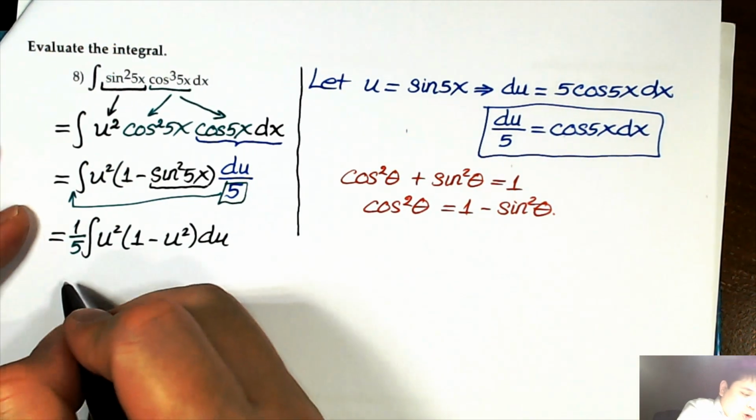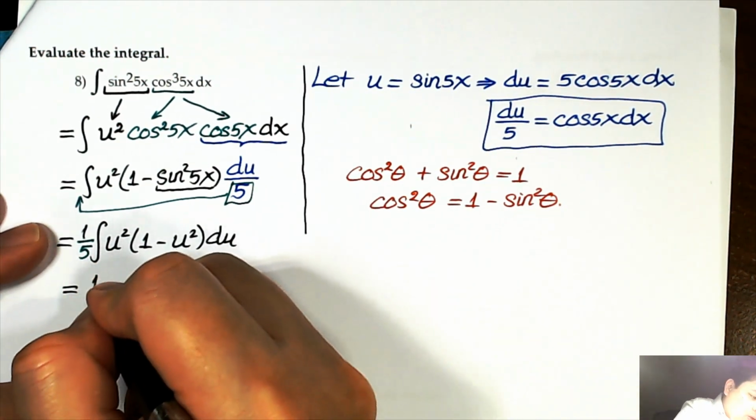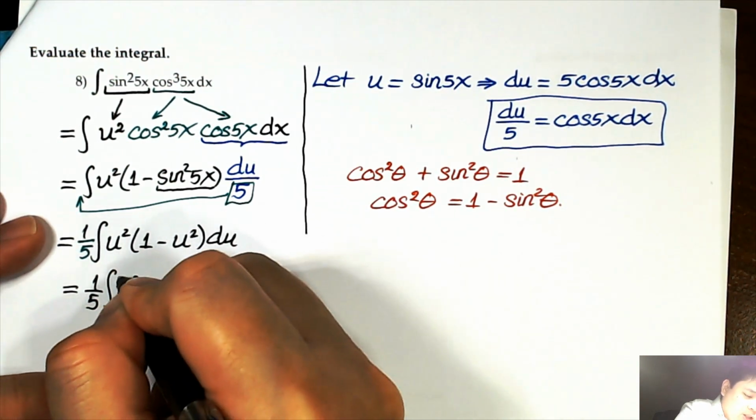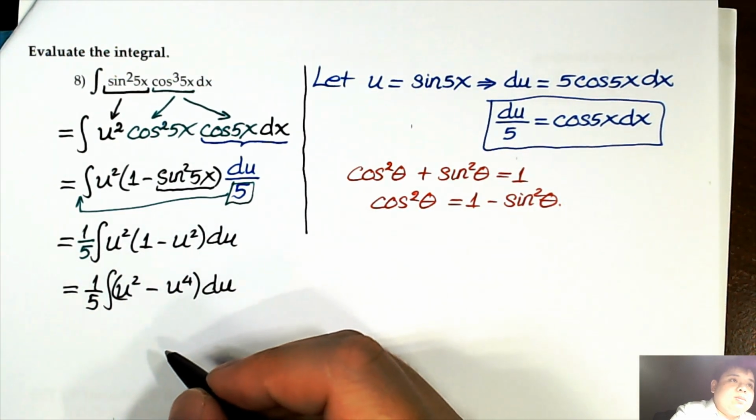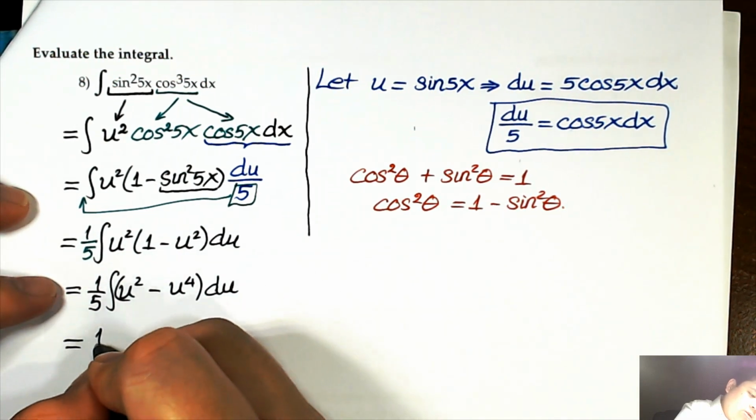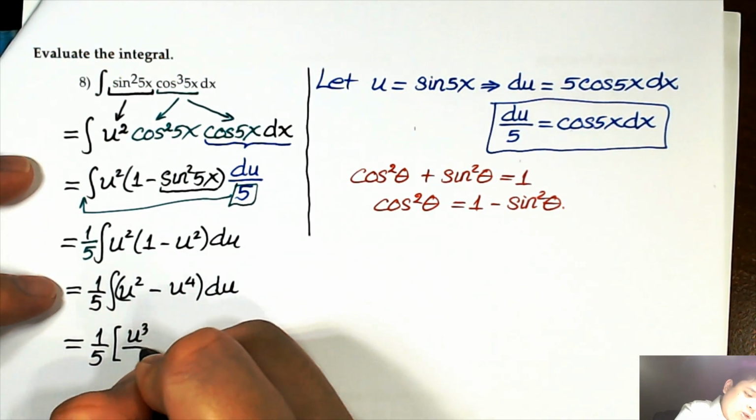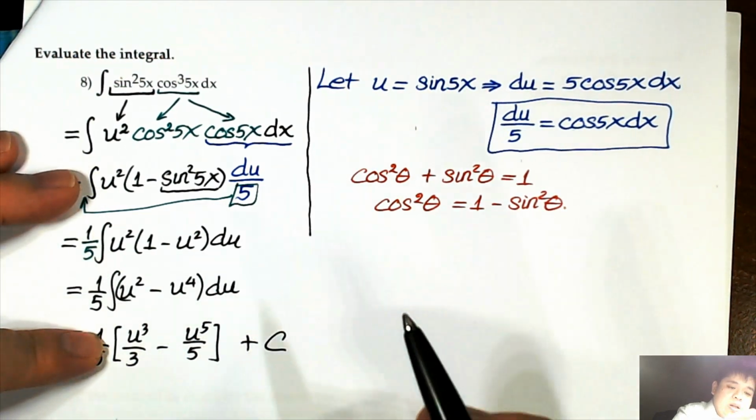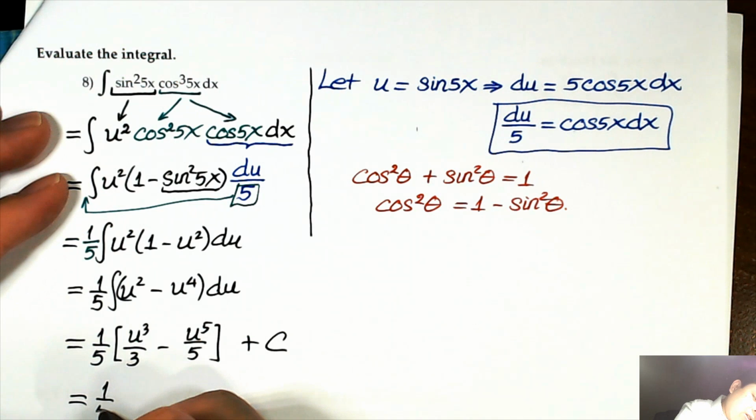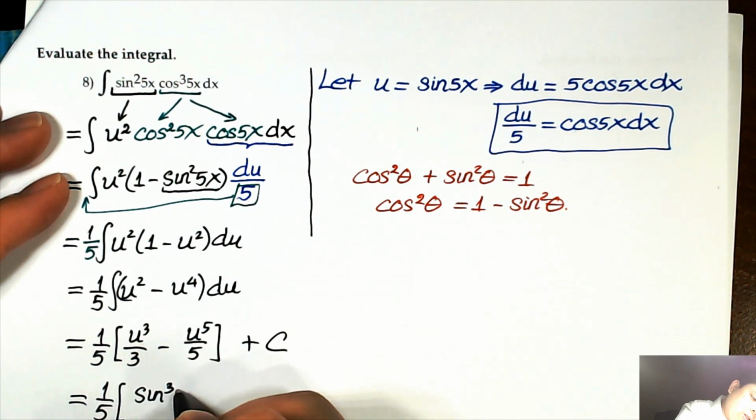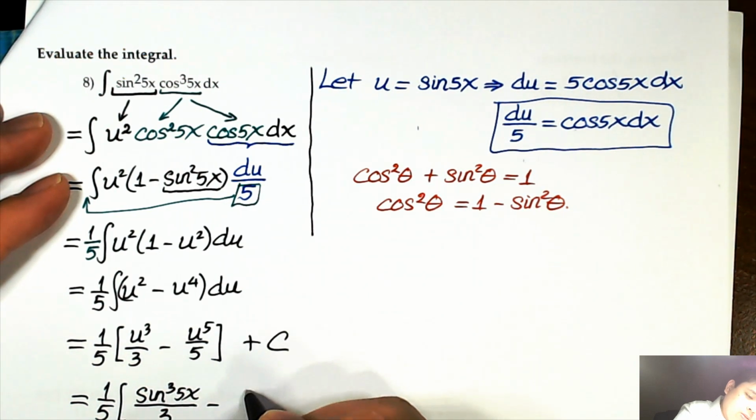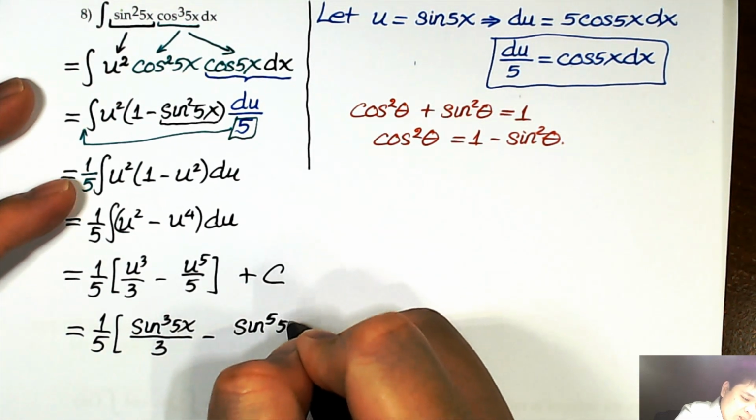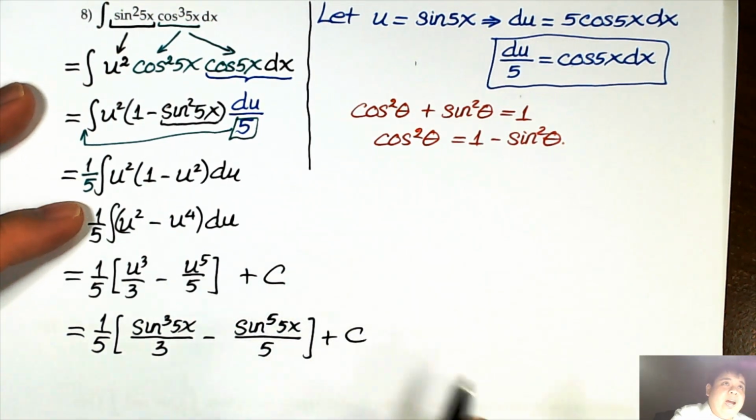The rest is simple, it's just a polynomial now. So it'll be 1/5 of the integral of u squared minus u to the 4th power du. The integral is 1/5 times u cubed over 3 minus u to the 5th over 5 plus C, and u is sine of 5x. And we can just leave it like that.